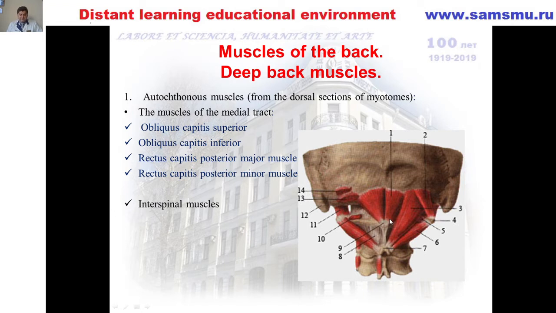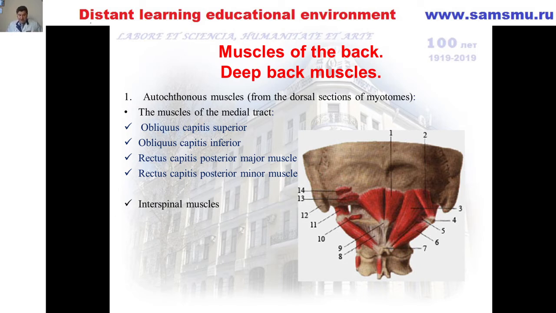So these muscles exert their action onto the atlanto-occipital and atlanto-axial joints. Contraction of these muscles on one side contributes to turning of the head to the corresponding side. Bilateral contraction pulls the head backward. That is all about their action.